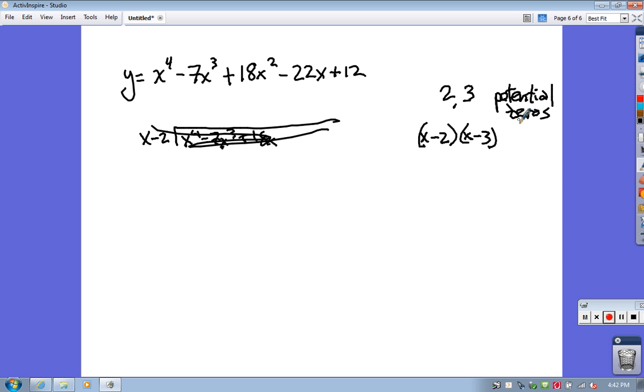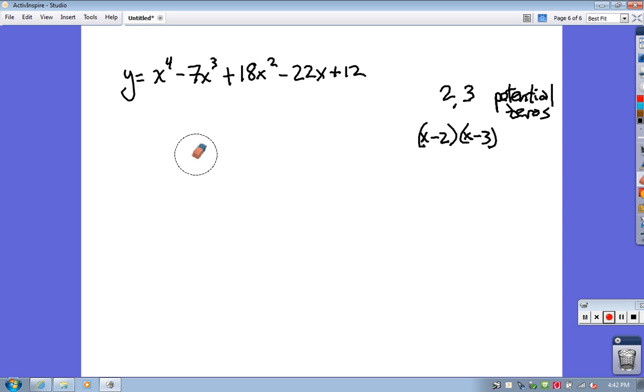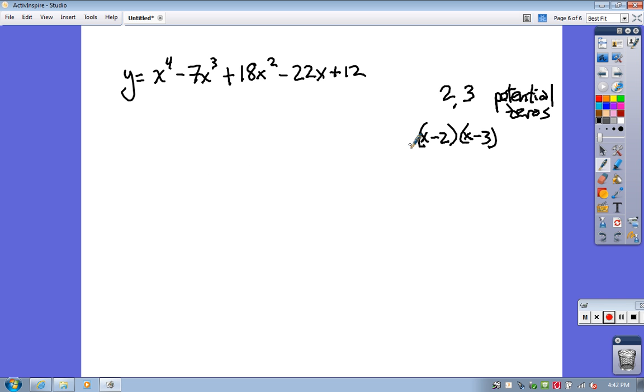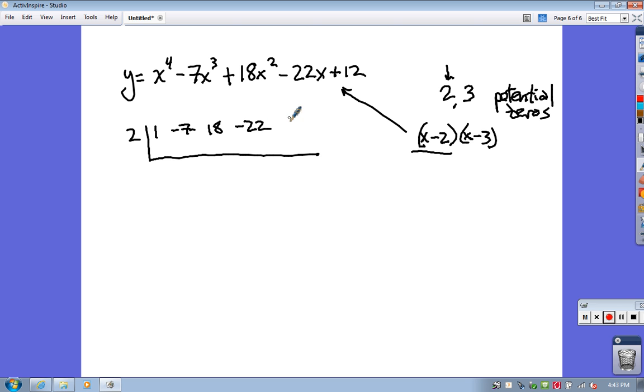But I'm not going to do long division. That's ridiculous. Sorry if I just messed up your notes. What I'm going to do is synthetic division. So I'm going to use this and divide it into that. Remember, when we do synthetic division, we use the potential 0. So I'm going to have 2 go into this, and I'm just going to grab these coefficients: 1 x to the 4th, negative 7 x cubed, 18 x squareds, negative 22 x's, and 12 ones.